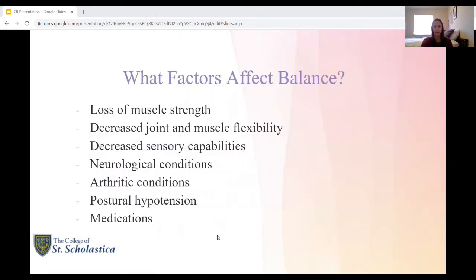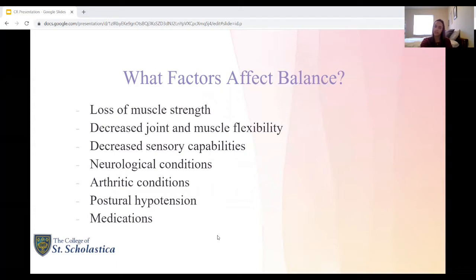There are several factors that affect balance. It can be things such as the loss of muscle strength or decreased joint and muscle flexibility, and both of these happen with an increase in age. Then decreased sensory capabilities. This comes with changes in vision, hearing, taste, and vestibular function.